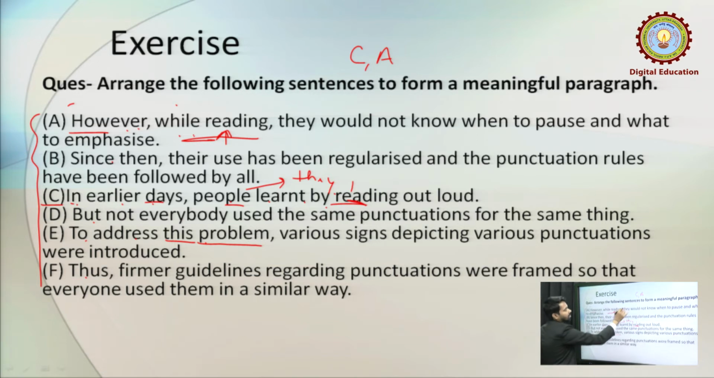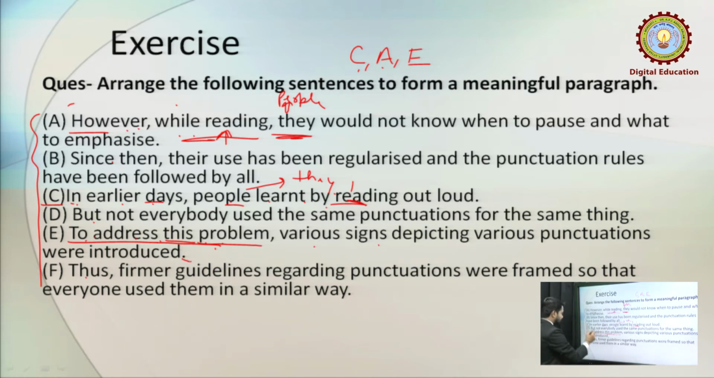However, while reading, they is a pronoun, used for people, which is a noun. They would not know when to pause and what to emphasize, and this is basically a problem. So we need a solution to address this problem. So our sequence will be now E, C, A, then E. To address this problem, various signs depicting various punctuations were introduced.